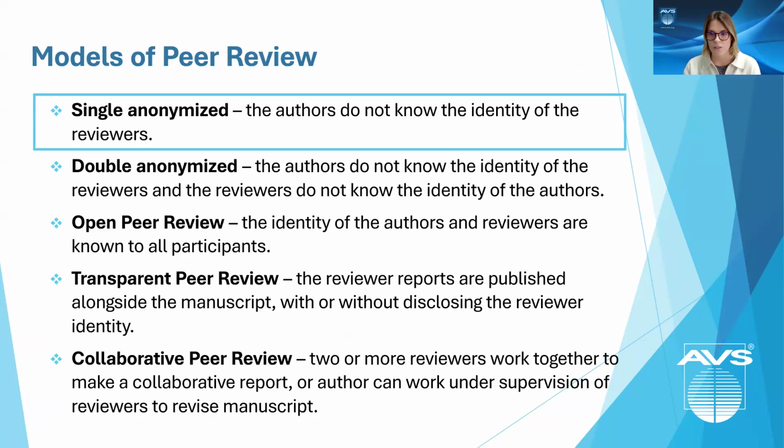So there are a handful of different peer review models, but the most commonly used one is single anonymized, which is where authors do not know the identity of reviewers, but reviewers can see the authors of the paper that they're reviewing. And this is the model that's used by AVS journals. Double anonymized simply means that the identity of both reviewers and authors is not known to the other party. And conversely, open peer review is where the identity of all parties is known to everybody.